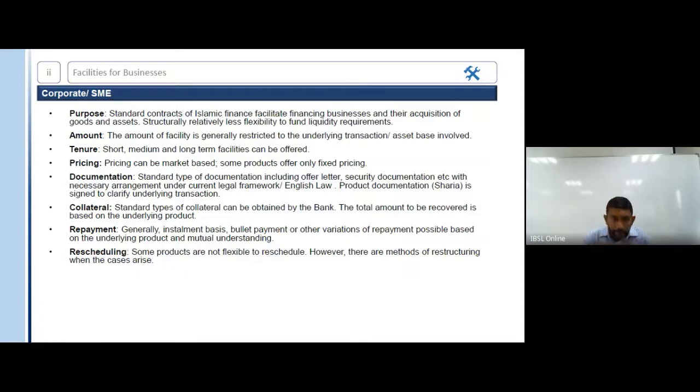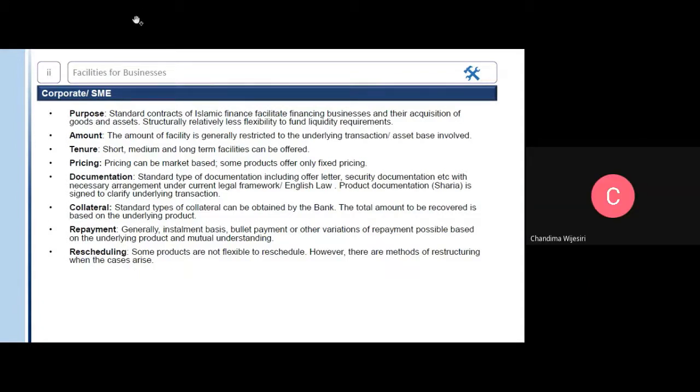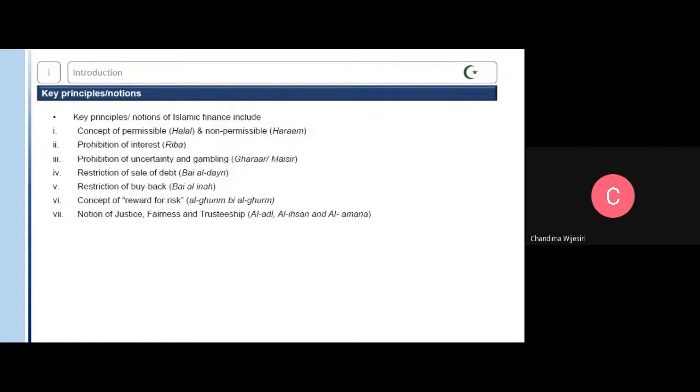Yes, hello. And this the number 6. Under conventional banking we normally, when we are pricing, consider the risk associated with that product, the risk based pricing. So under Islamic banking, is it prohibited?